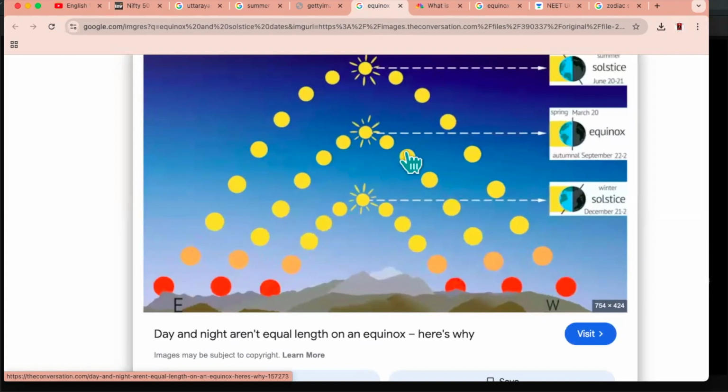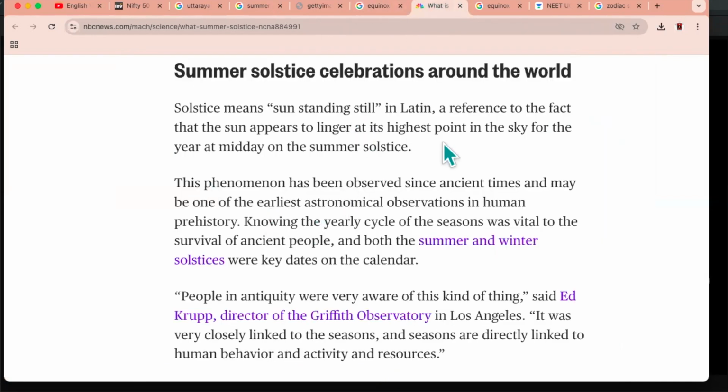Now, this is one of the pictures which will give you a brief idea about what exactly this is. So, this is the sun on summer solstice day. This is on equinox day, and this is on winter solstice day. If you look at summer solstice day, this is at the highest point. This is what is being talked about over here, that the sun appears to linger at its highest point in the sky for the year at midday on the summer solstice.